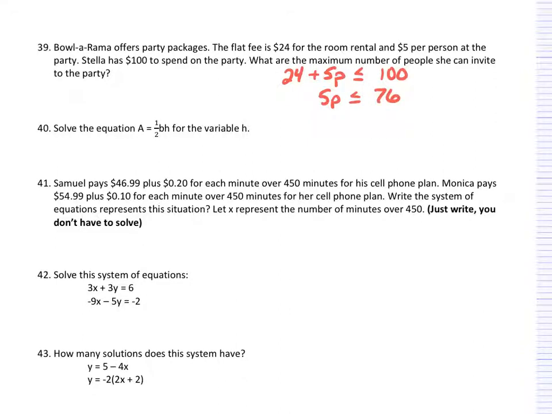Next, I would divide by 5, and I get p is less than or equal to 15.2. So that means the people has to be less than or equal to 15.2. And the maximum number of people she can invite would be 15 people, because if she invites 16, that would cost her more than $100.